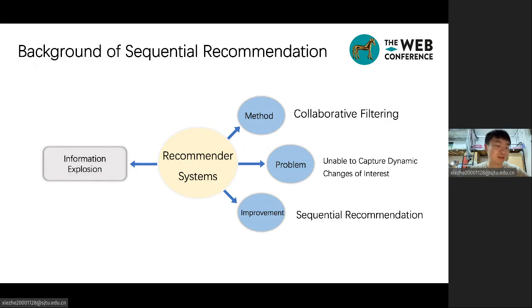One of the main concerns about recommendation is that users' interests are changing over time, and most of the classic recommender systems are not able to capture the dynamic changes of interest. So in this paper, we mainly focus on this point, that is sequential recommendation. Sequential recommendation models the temporal dependencies of the items, so dynamic changes of interest can be captured by sequential recommendation models.